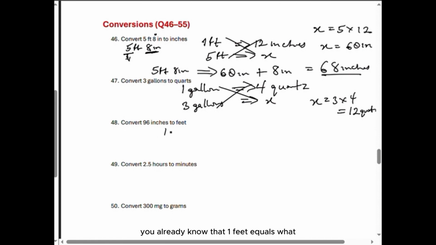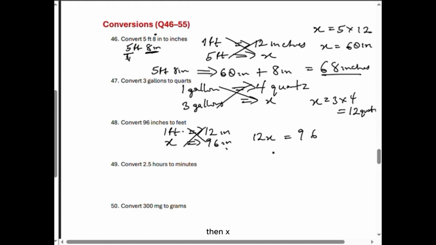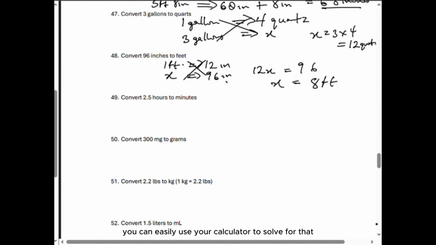You already know that 1 foot equals 12 inches. Then x, which is the feet you're looking for, equals 96 inches. Cross multiply again. 12x equals 96 times 1. Then x equals 8 feet, because you divide through by 12 and get 8 feet. You can easily use your calculator to solve for that.